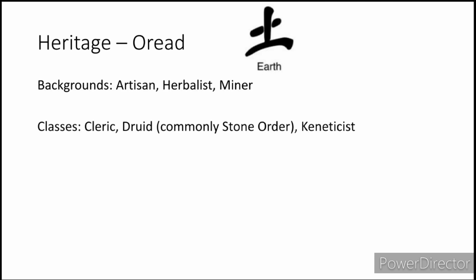For characters, the backgrounds that best fit the Oread are artisans, herbalists, and miners, though as we just discussed with the Dust Soul, there is a possibility of the farmhand background, since you may have been born to a generation of farmers. For classes, the Cleric and Stone Order Druid are some good options, as well as the Kineticist, like with most of these Geniekin, since you are tied to the elements.